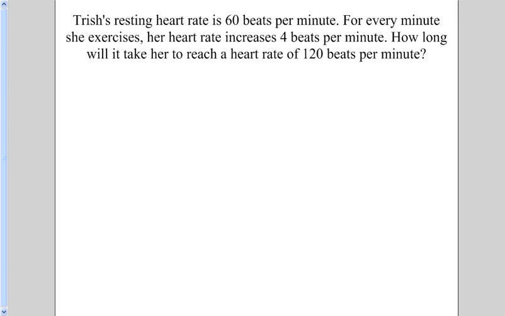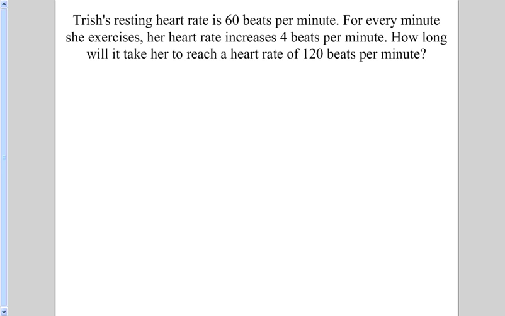This problem tells us that Trish's resting heart rate is 60 beats per minute. For every minute that she exercises, her heart rate increases 4 beats per minute. The question asks us, how long will it take her to reach a heart rate of 120 beats per minute?